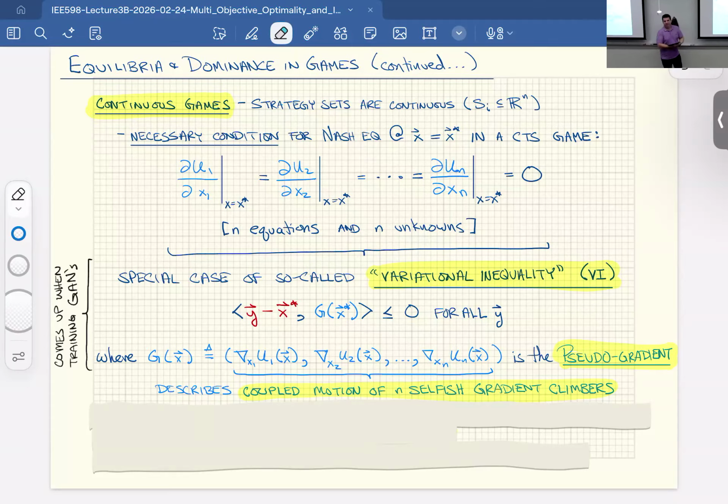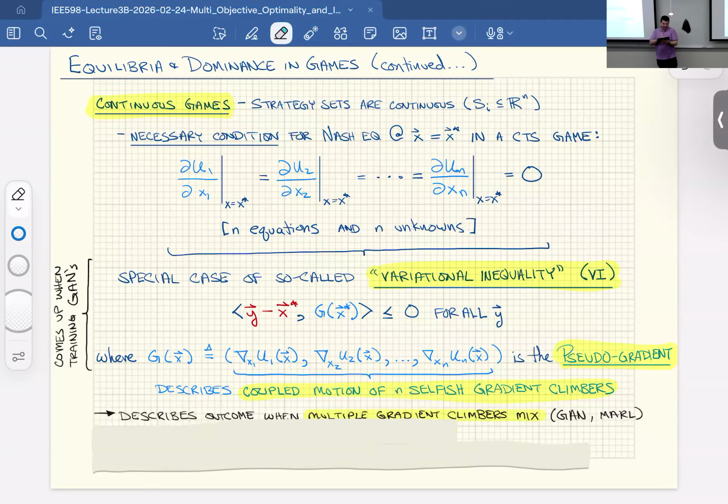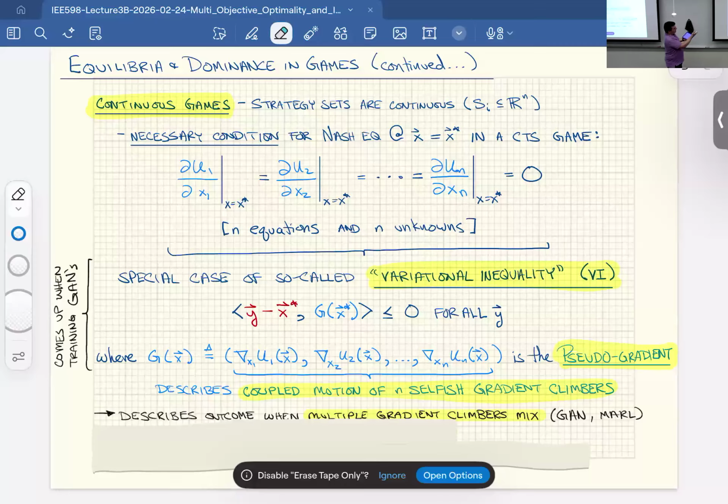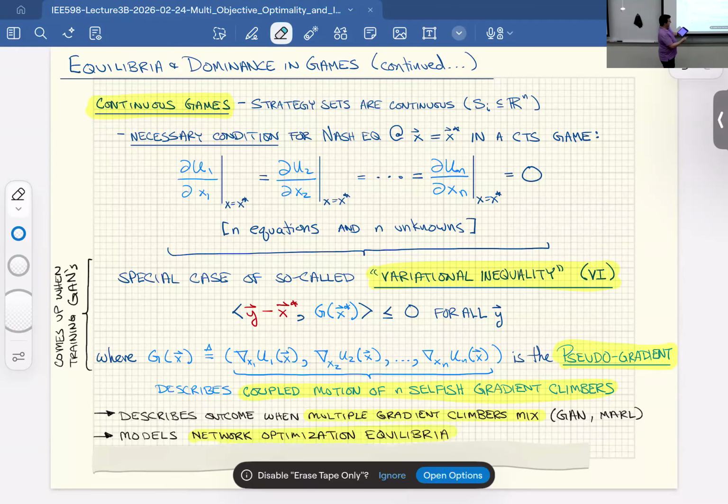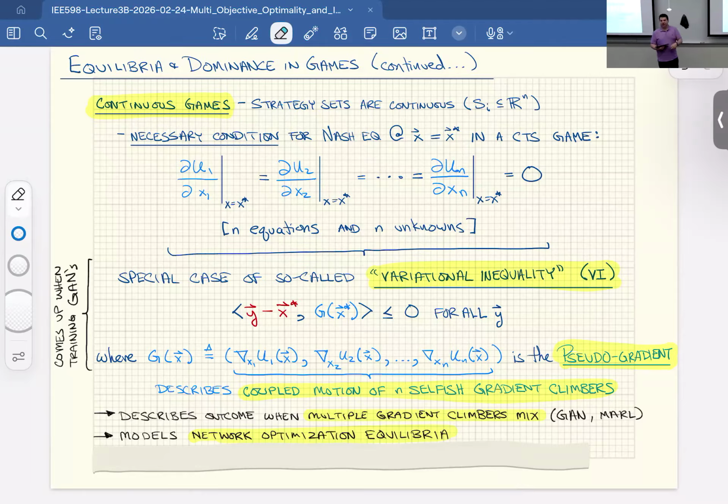So that's an example of the use of these in these computational settings. It describes the outcome when you have multiple gradient climbers mixing. There are network optimization equilibria. So there are all of these network optimization problems and interdiction, where you have two players: one player that is trying to break a network and another player that's trying to make the network move the most efficiently. And these go to worst case analysis problems.